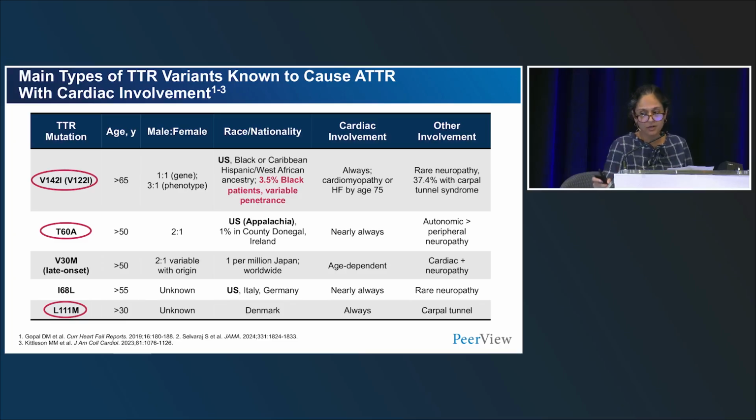In fact, 3.5% of Black Americans carry this variant. And Dr. Selvaraj has done amazing research on this, which he'll tell you about in a little bit. That's foreshadowing and a little to keep you excited. But 3.5% of Black Americans will not all get ATTR-CA, but it means you raise your index of suspicion in that population. There's also some other geographical preferences for various variants.